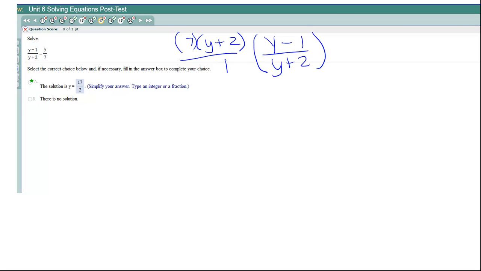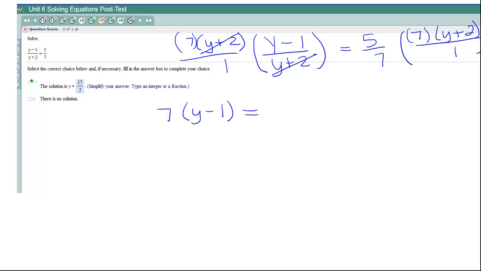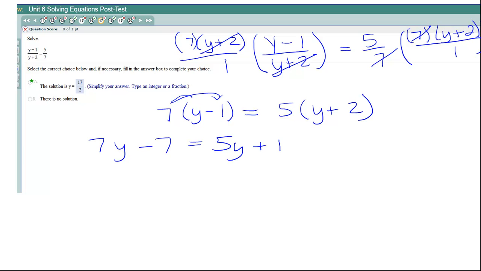And I'm going to put this over 1 equals, and then 5/7 times 7 times the quantity of y plus 2 over 1. So now I can cancel. I like it. So I'm left with just 7 times y minus 1 on the left equals, and then here I'm going to cancel my 7's, and then I'm just left with 5 times y plus 2. Now I distribute this out. 7 times y is 7y. 7 times negative 1 is negative 7 equals 5y plus 10.